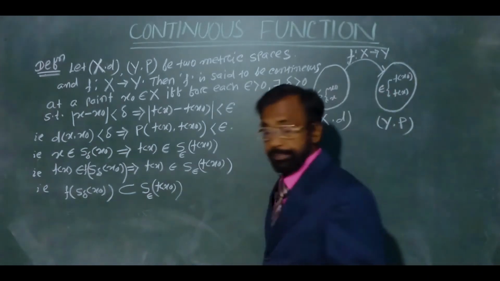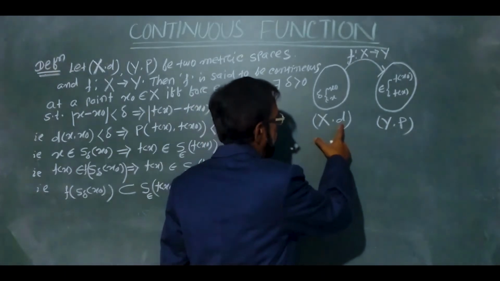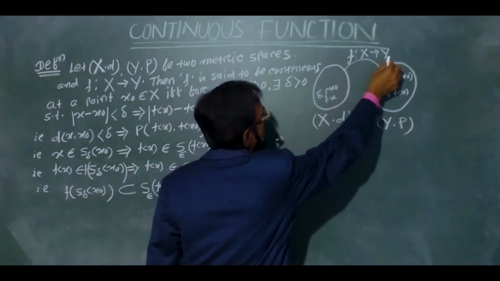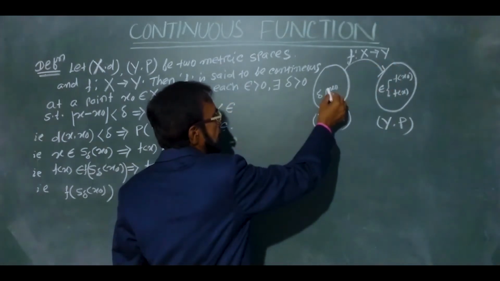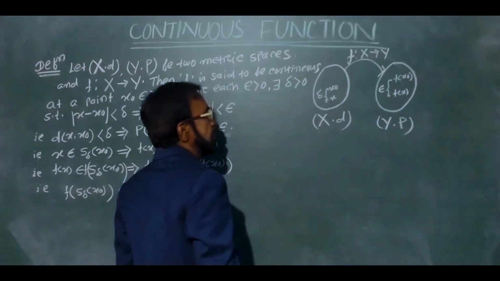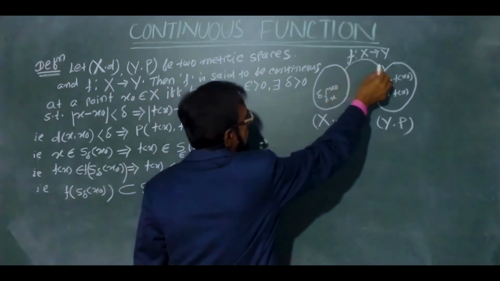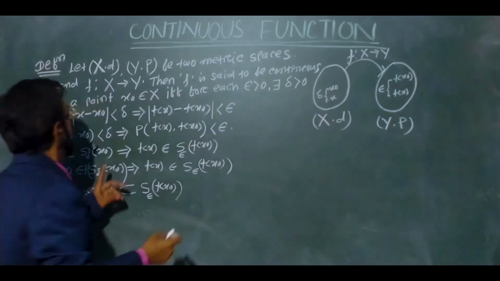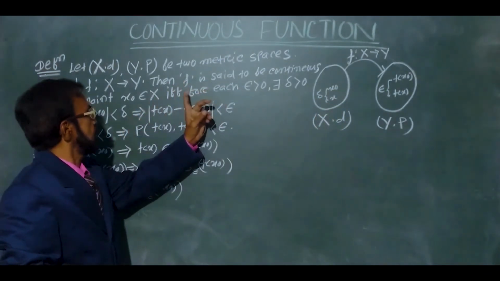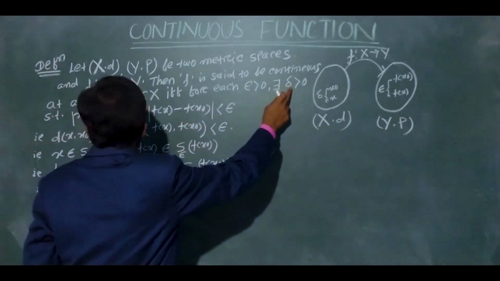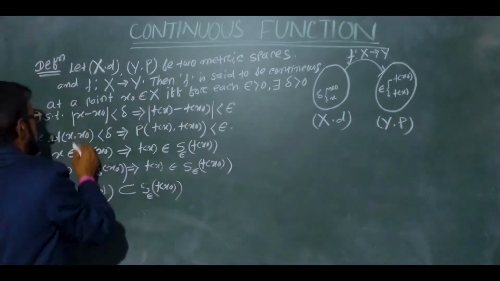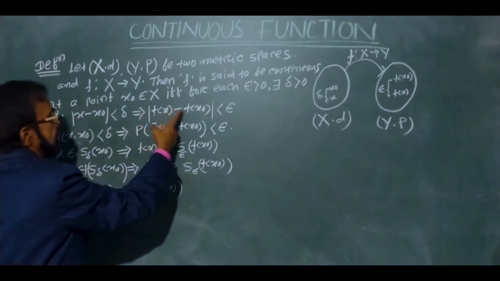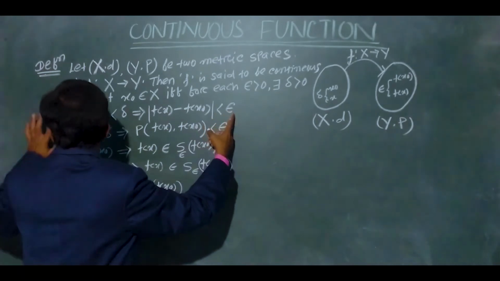Let (X, d) and (Y, rho) be two metric spaces and f be a function from X to Y. Let x0 belong to X. Then we say that the function f is continuous at the point x0 if, given epsilon greater than 0, there exists delta greater than 0 such that |x − x0| less than delta implies |f(x) − f(x0)| is less than epsilon.